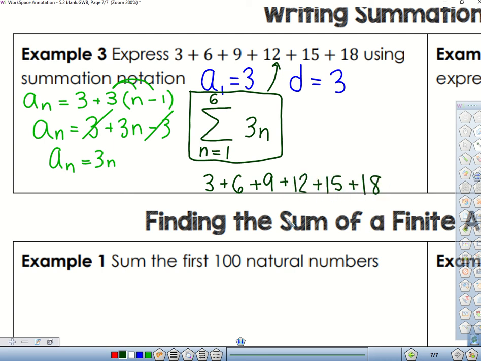See how I'm producing the same thing we started with? So that's how the summation works. So it's a good idea to test your summation out and try to calculate some of the values to make sure you did it correctly. So does anybody have any questions about this notation?